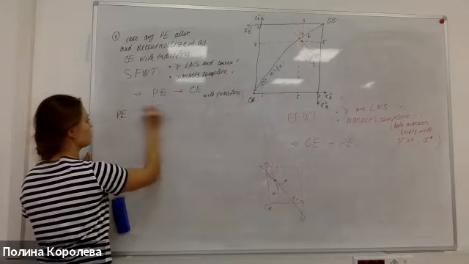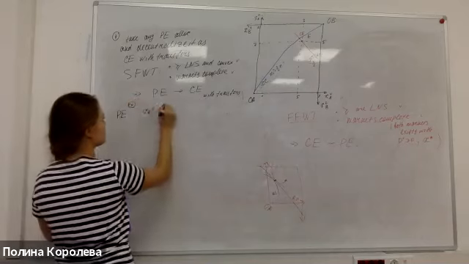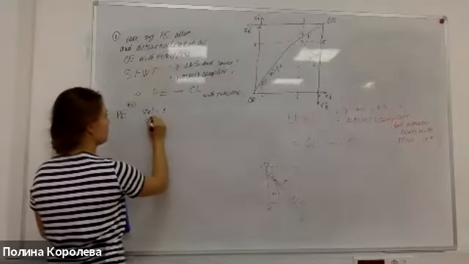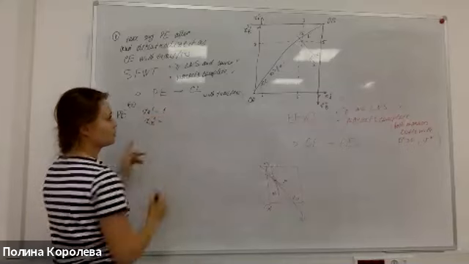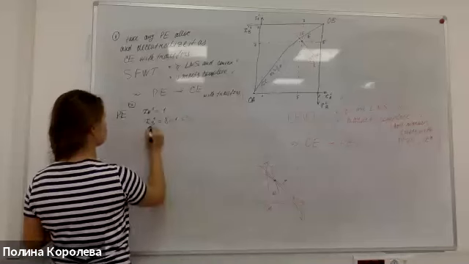xa1, for example, equal to 1, then xb1 will be equal to how much? 8 minus 1. 7.